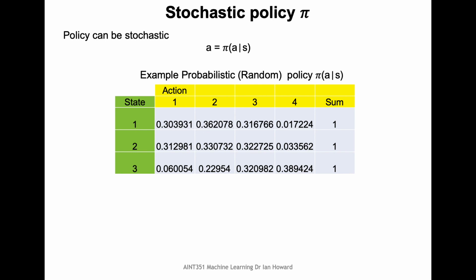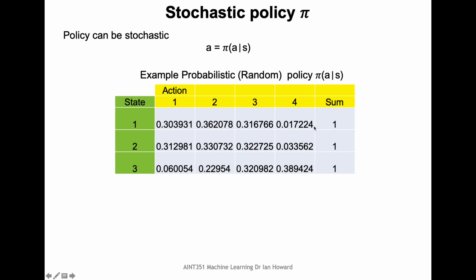Okay. Now, if we have a stochastic policy, what that means is we've got, in this case, slightly random values in there. In this case, what's the probability of the action given the state? Well, if we're in state 1, let's say we take action 1 with probability 0.3 and a bit, action 2 with 0.36, action 3 with 0.31, if you round it up, action 4 with 0.017 and so on. So in this case, the most likely action we're going to take is number 2, and the most unlikely one is going to be number 4.